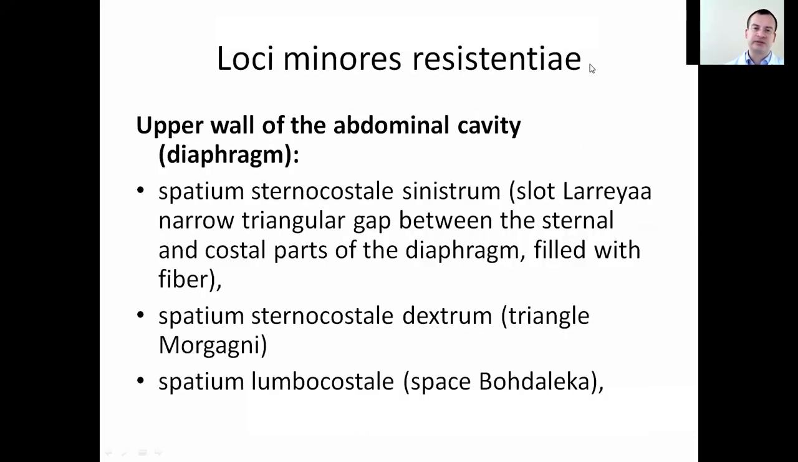Loci minoris resistentiae, upper wall of the abdominal cavity, diaphragm: spatium sternocostale sinistrum, a narrow triangle gap between the sternal and costal part of the diaphragm, filled with fibrous tissue; spatium sternocostale dextrum, triangle of Morgagni; and spatium lumbocostale, space of Bochdalek.